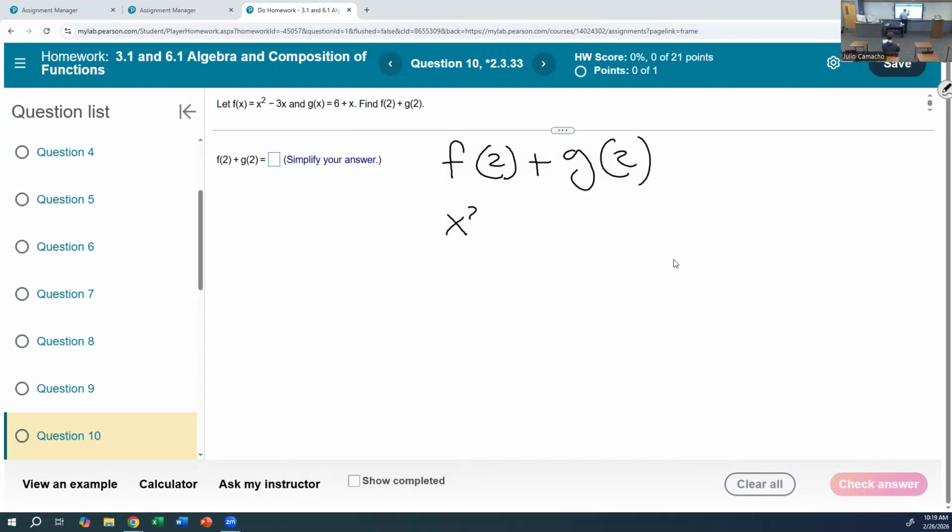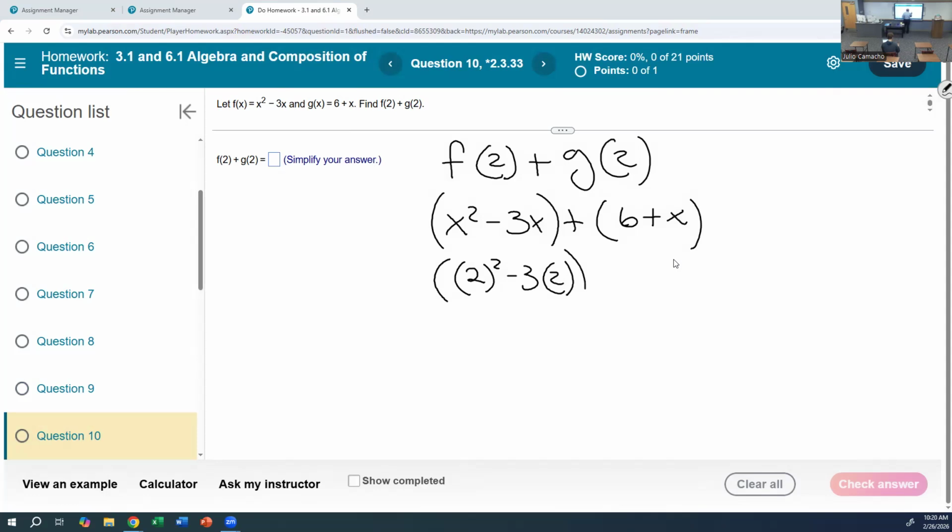So let's write first of all our f of x equation: x squared minus 3x, put in parentheses, and plus the other equation, 6 plus x, g of x. And remember, when they ask f of 2, in every x that you see in the f of x equation, you need to replace these x's by what? With the 2. Exactly. So let's redo this equation. Parentheses, you have your 2 squared minus 3 times 2, close parentheses, plus 6 plus 2.